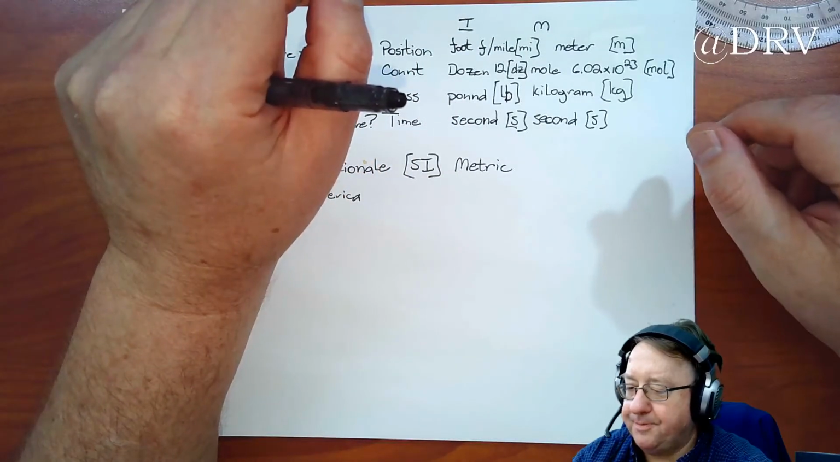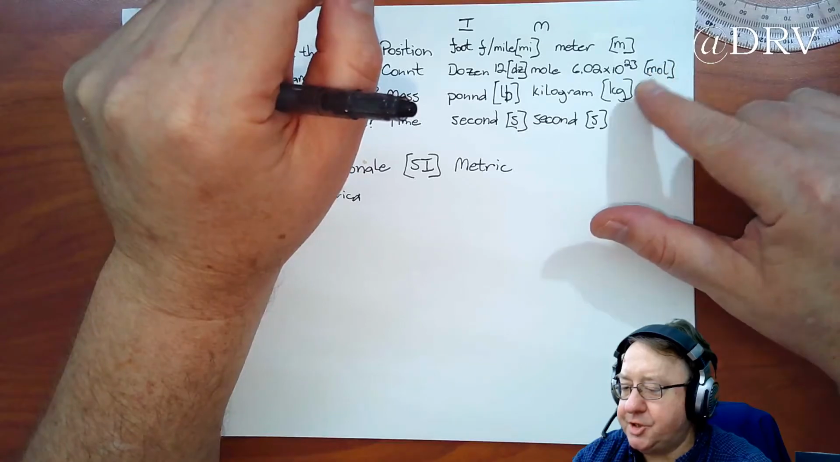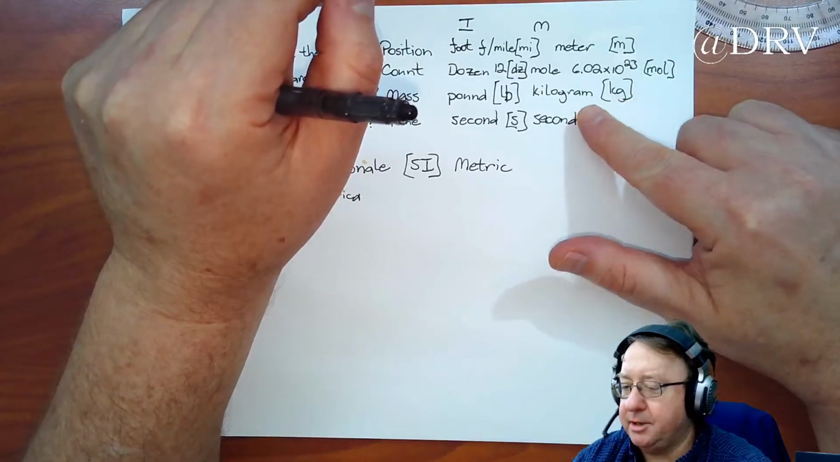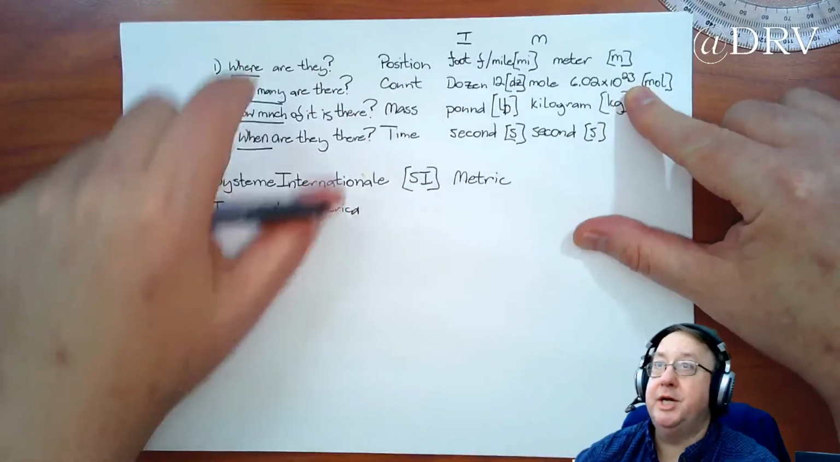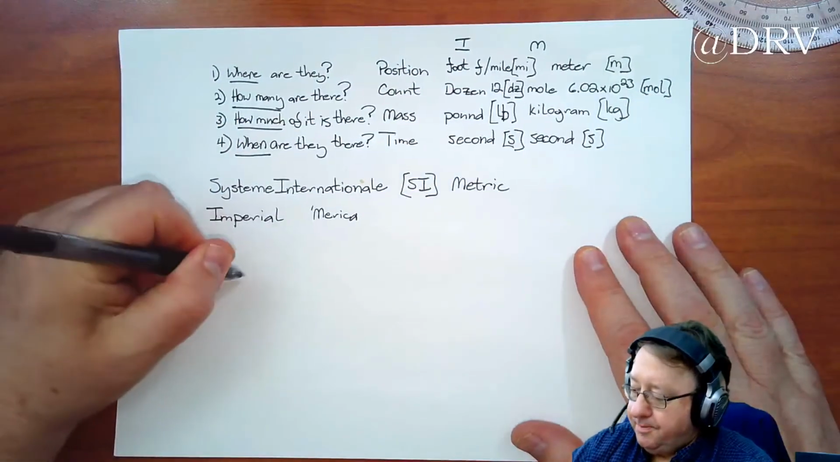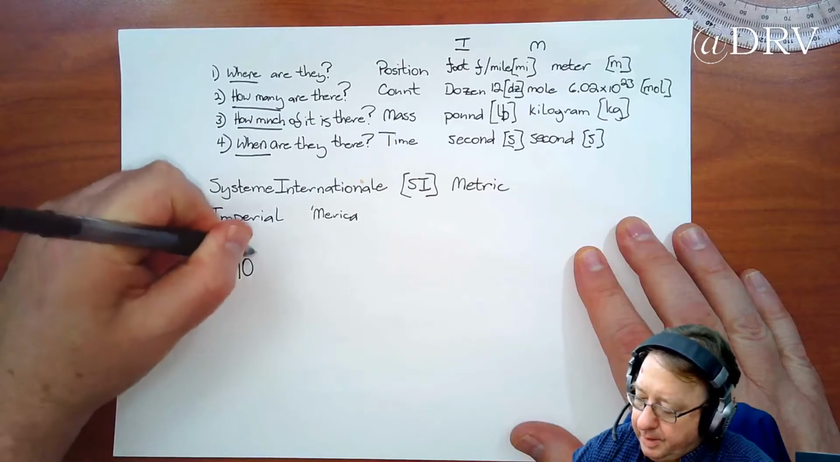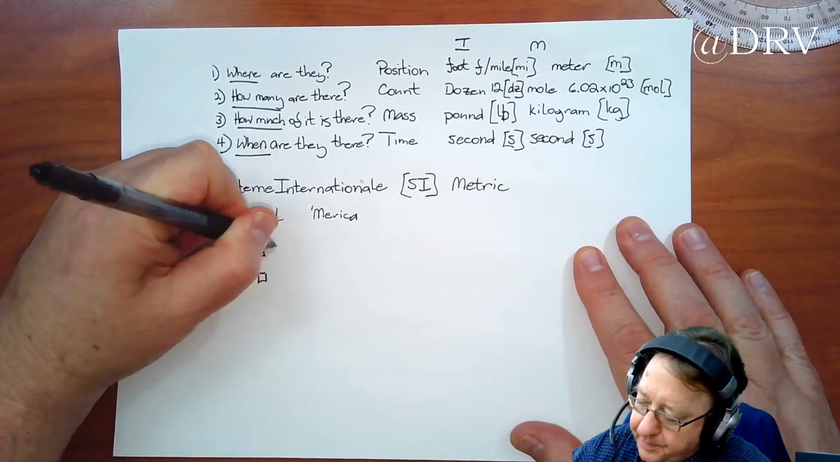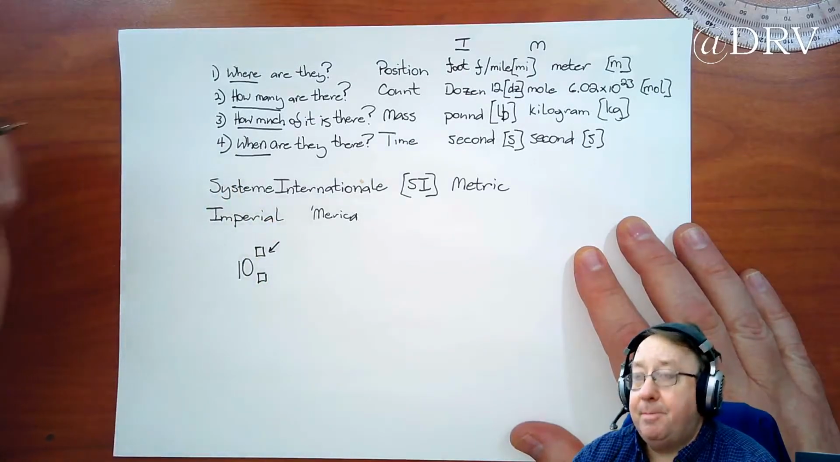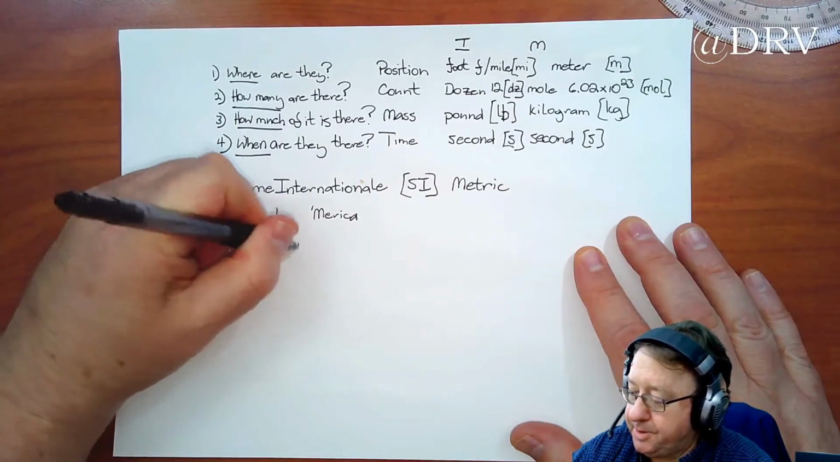So with these two things right here, kilogram and the mole, and notably the 10 to the 23rd, these two boxes, the one that's to the upper right is the superscript.